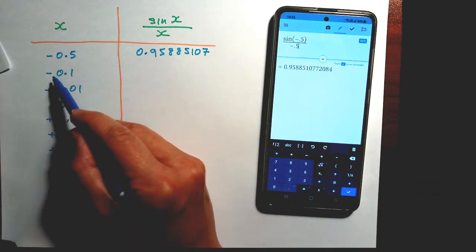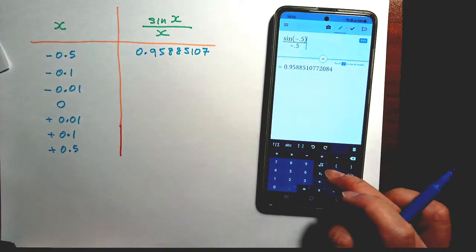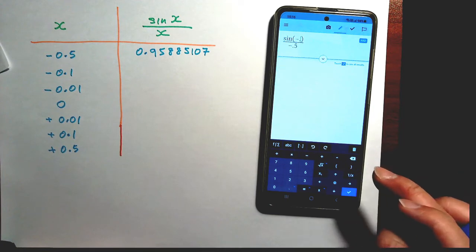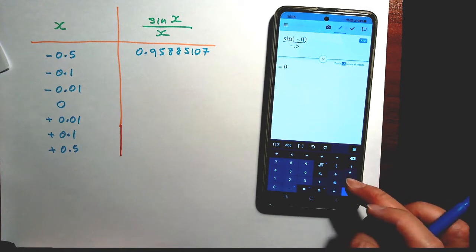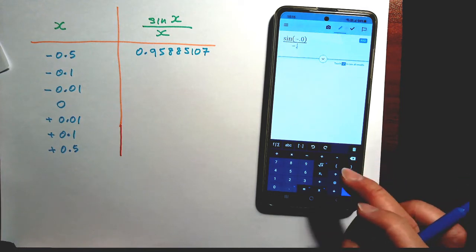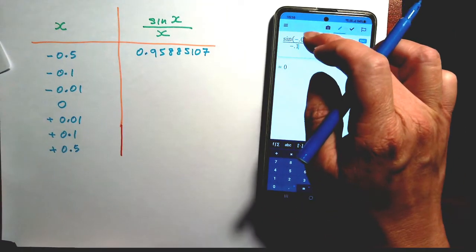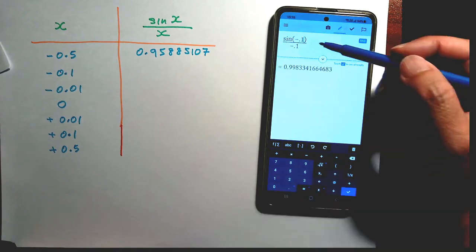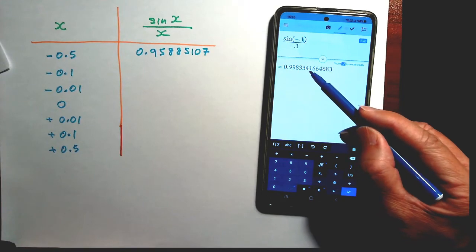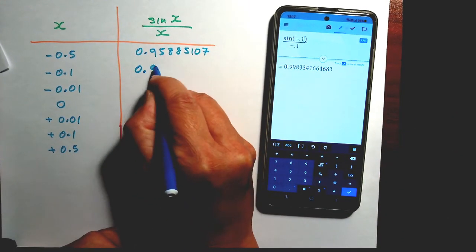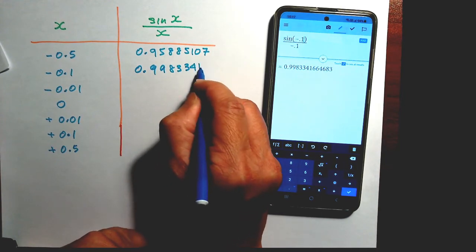The next number is minus 0.1. Minus 0.1 here and minus 0.1 here would give me 0.998333416. Let me write it down. 0.998333416.